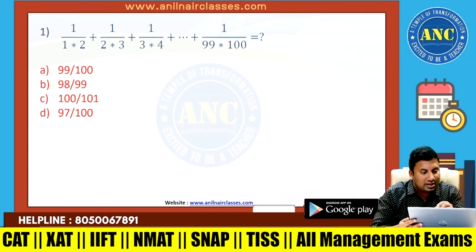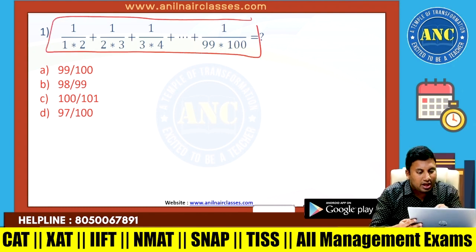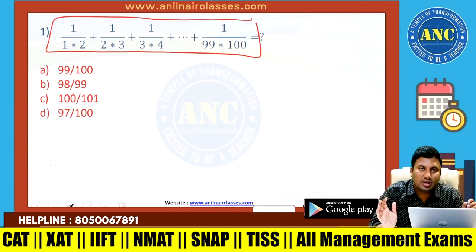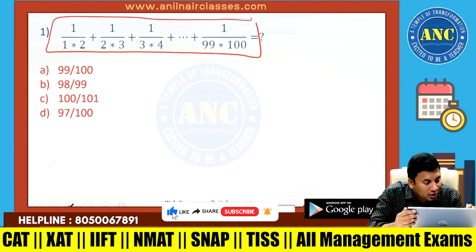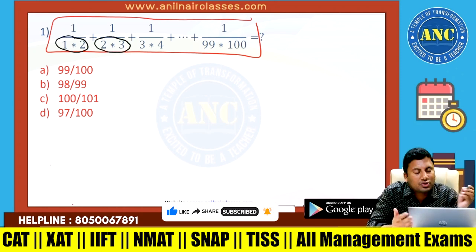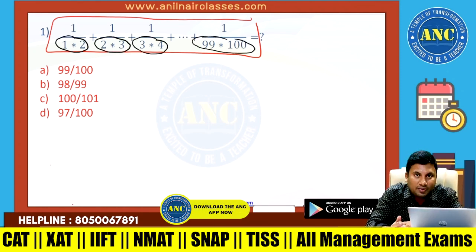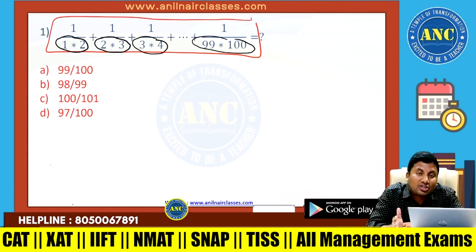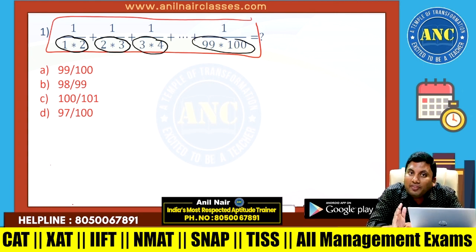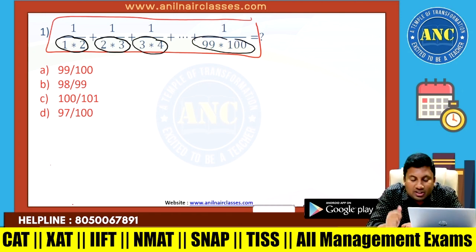When I look at this entire series, there are two important conclusions which I can draw. The first conclusion is that all the terms are of the form of a fraction 1 by something. There are two numerical values in the denominator. Here also there are two numerical values, here also, and here also. That means in every fraction of this series, the denominator has exactly two numerical values. That is the first observation.